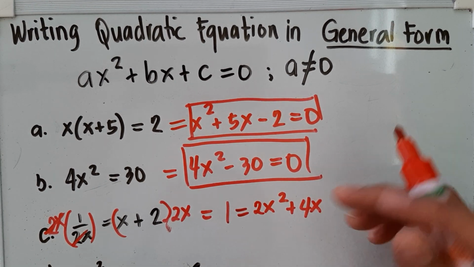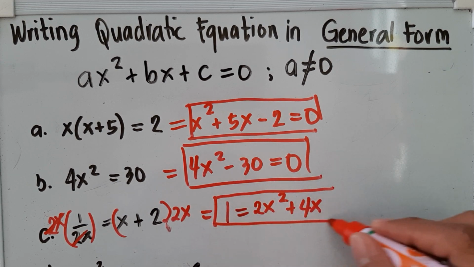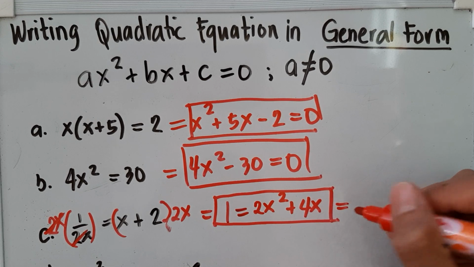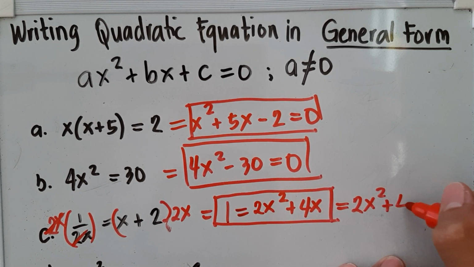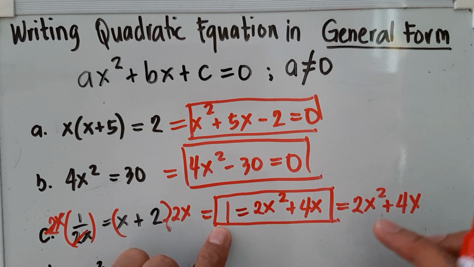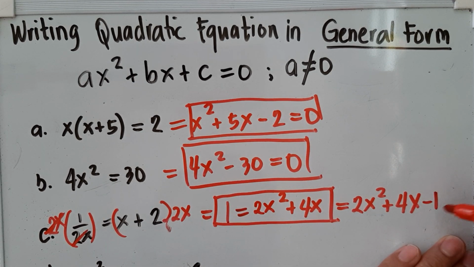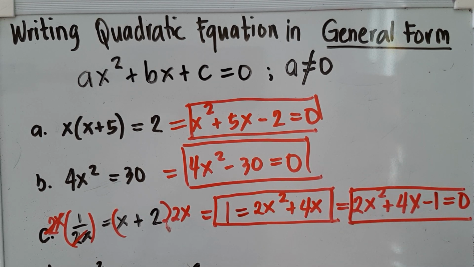4x. Okay? Now we will arrange it in descending order of exponent. So what comes first should be 2x squared, okay, plus 4x. And then here we're going to move 1 to the other side, right? So minus 1 equals 0. So this is the general format of this quadratic equation.